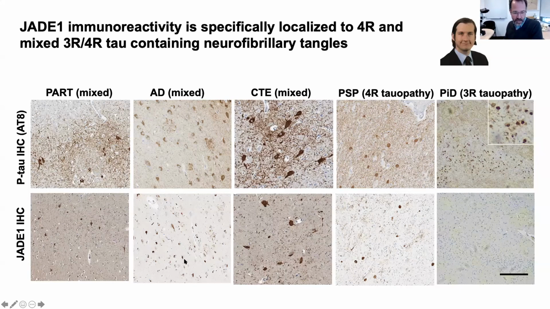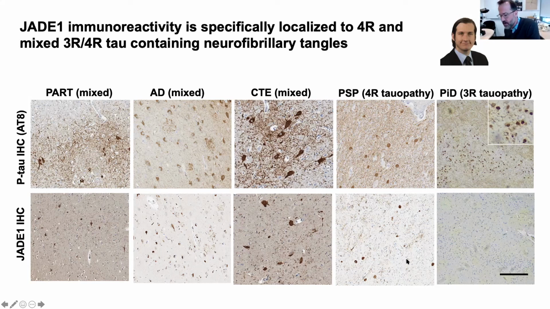If you look at Alzheimer's disease, you see the same thing. You also see around the amyloid plaque, you see JADE1 positivities. These are degenerating neurites around the amyloid plaque. In the chronic traumatic encephalopathy cases, you're also seeing it, as well as in progressive supranuclear palsy, which is a specific 4R tauopathy. PART, AD, and CTE are mixed tauopathies, meaning 3R and 4R. And in this 4R tauopathy, you see it.